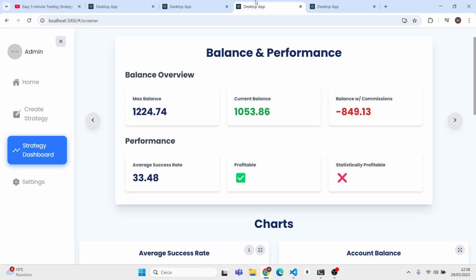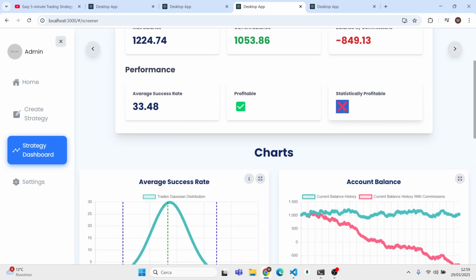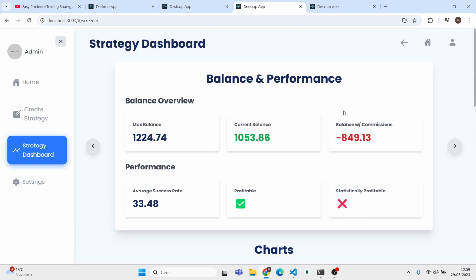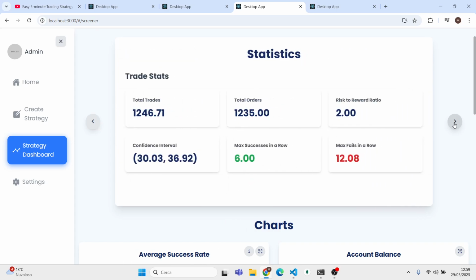Probably not, because we were expecting like 35, but new positions were opened, and probably these new positions didn't perform so good. So this is also a signal that this strategy may not perform so good. We can see also that our current balance is positive without commissions, but it's not positive with commissions. It was profitable, but not statistically profitable, obviously. We can see also that the max successes in a row were 6 and the max fails in a row were 12, and we have like 1000 trades.